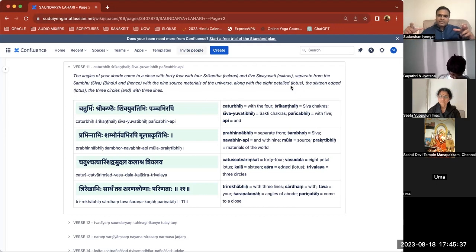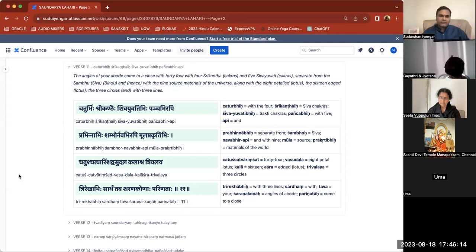The way it is constructed, it starts with Trirekhabhihi. Adi Shankara has described it from inside out. Now let me take it from outside in, and then we will look at both ways. Trirekabhisardham: Trirekha, there are 3 lines on the outside. And then there is Trivalaya, there are 3 circles. So from the outside, there are 3 lines and 3 circles.